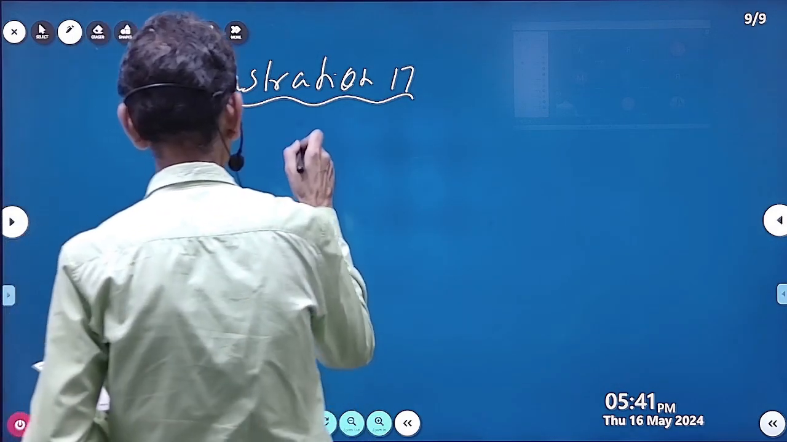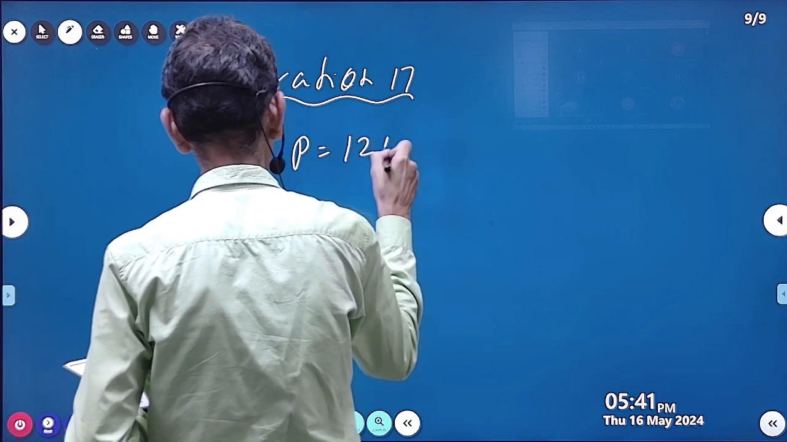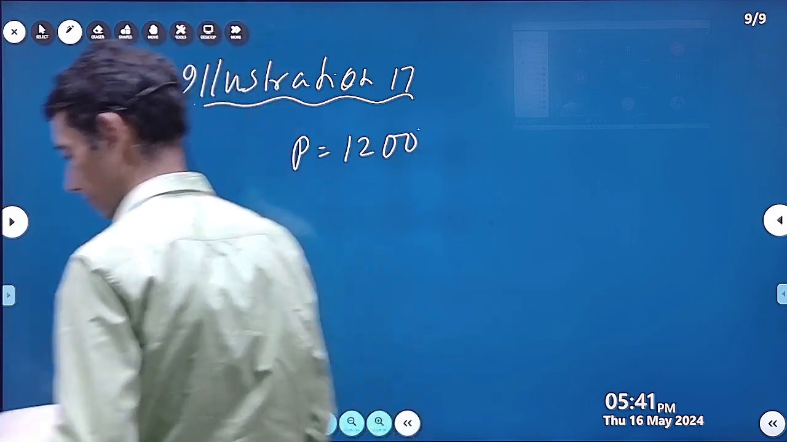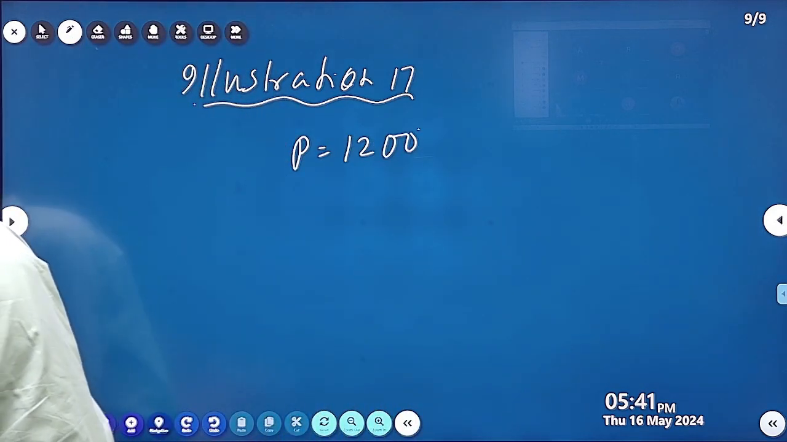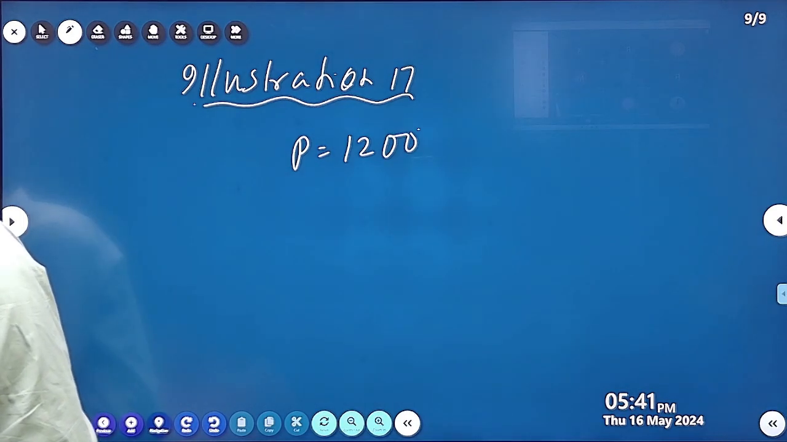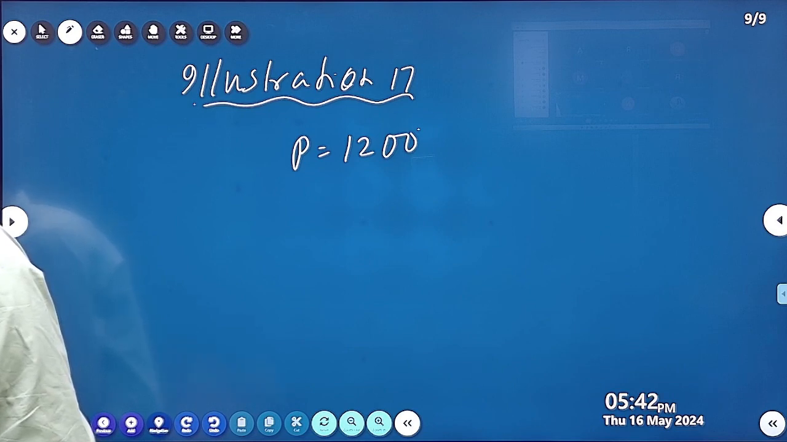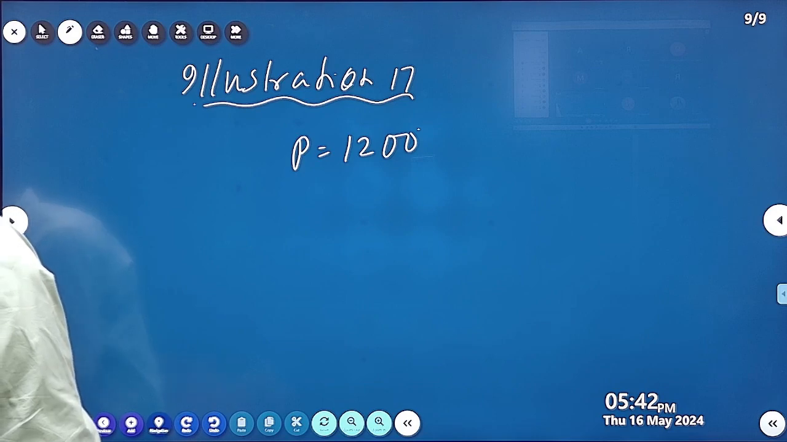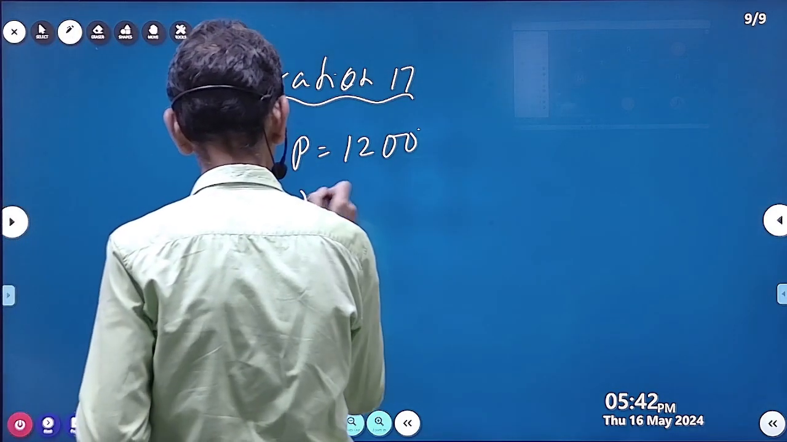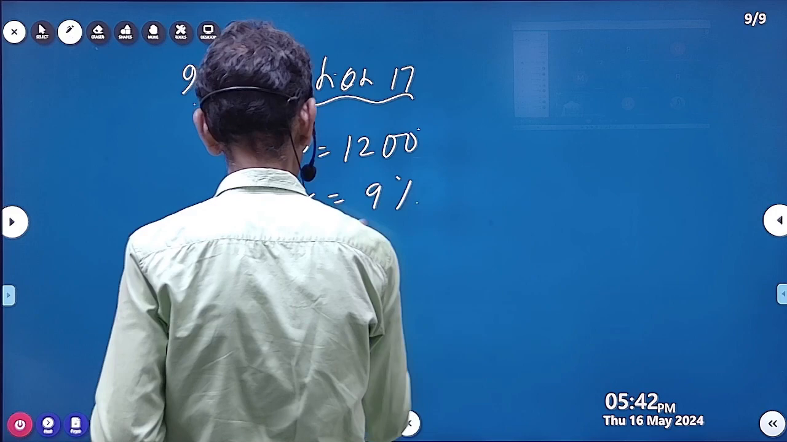Okay, principal is equal to how much? 1200. Okay. R is equal to 9% at the end of 3 years. R is equal to 9%. T is equal to 3.